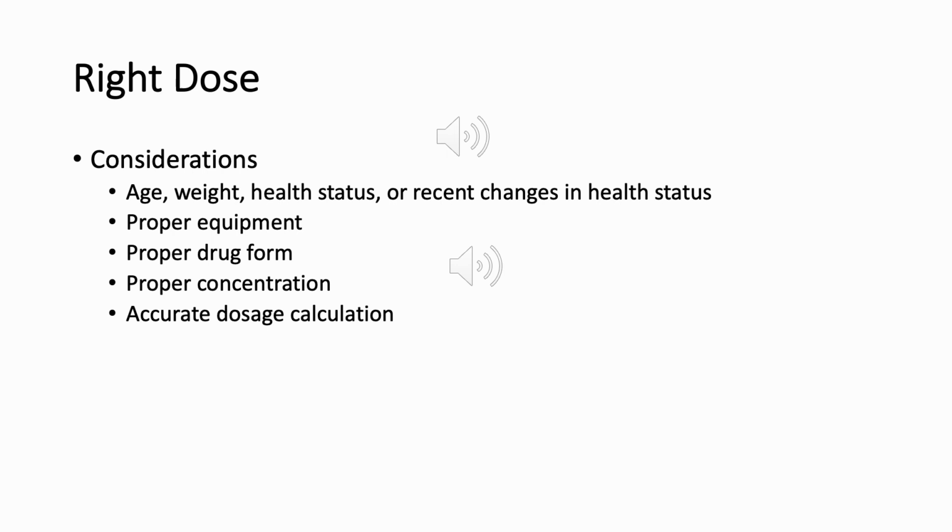The right dose. The considerations are the patient's age, weight, and health status. This includes the patient's normal lab work or recent changes in their health status. Proper equipment, proper drug form, proper concentration, and accurate dosage calculation. As an LPN/VN, you will want to make sure you are giving the right dose.